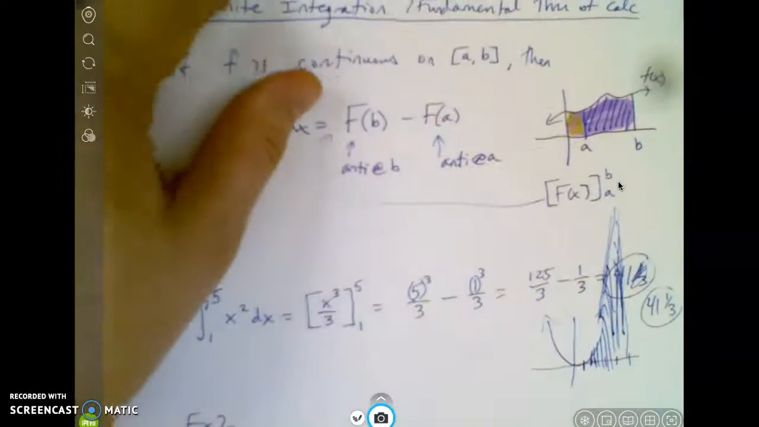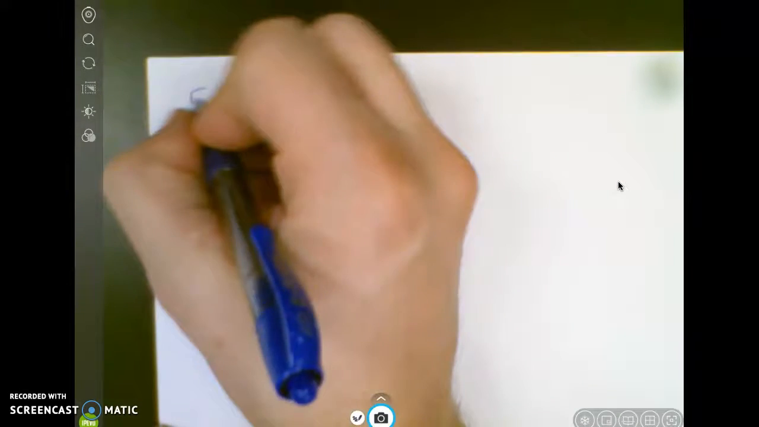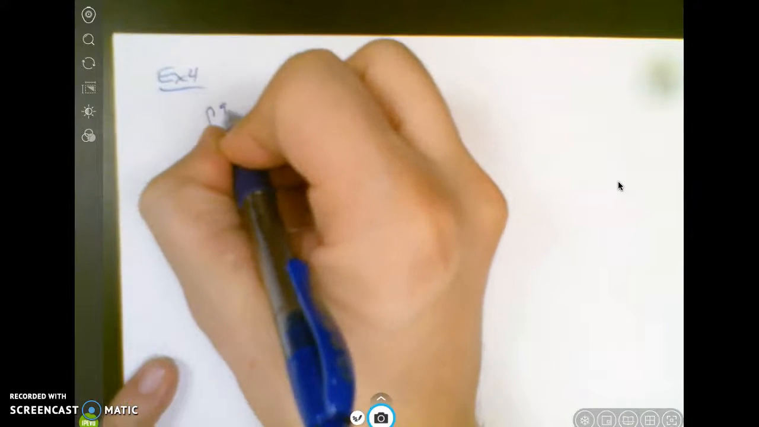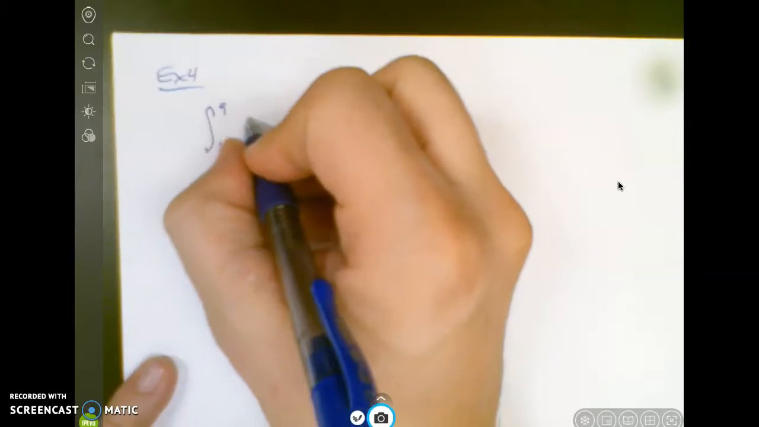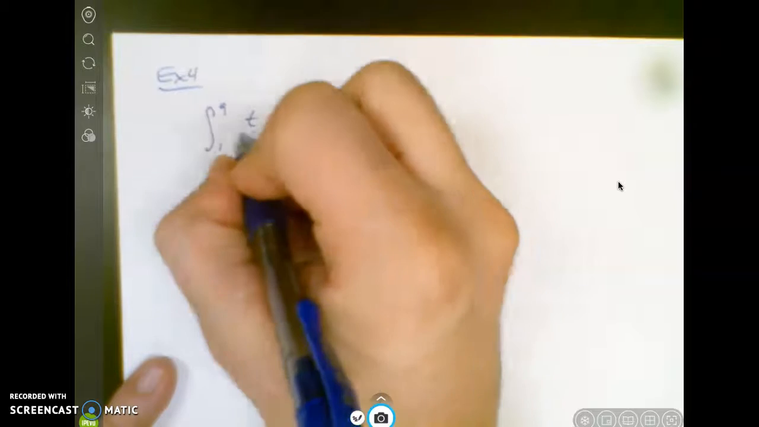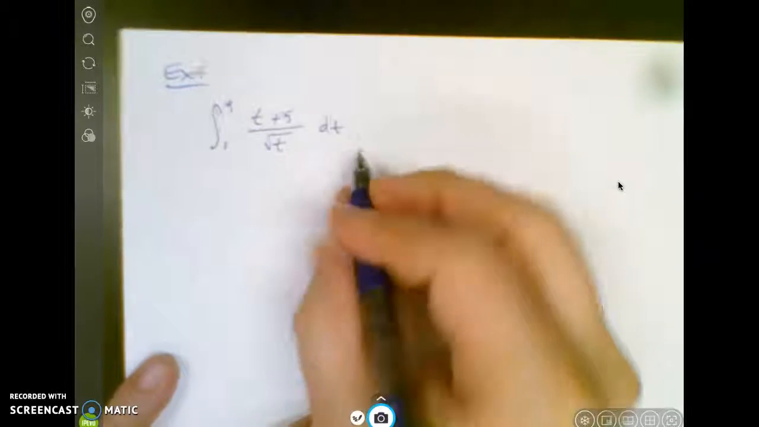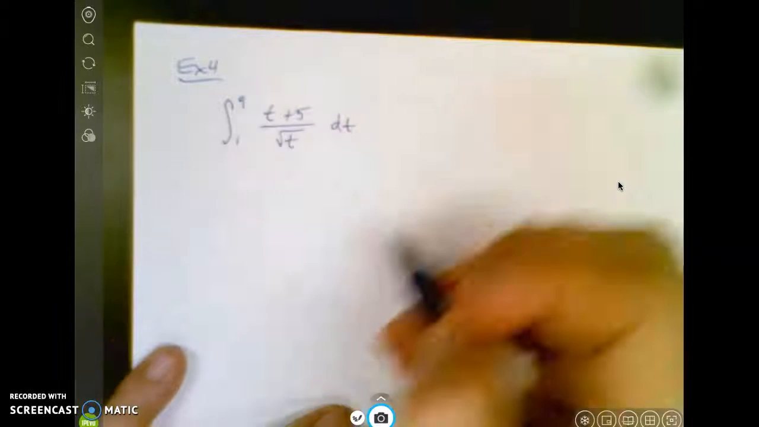Alright, let's do a weird one now. Okay, so example 4. Time for a weird one. Okay, follow along with this one. We got t plus 5 over radical t dt. Letters got to match from 1 to 9.